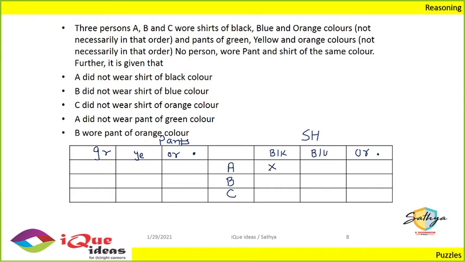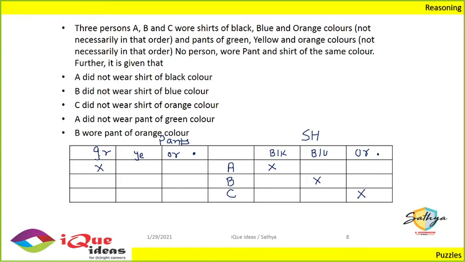A did not wear a shirt of black color. B did not wear a shirt of blue color. And C did not wear a shirt of orange color. Are we together on this? Did you understand why I crossed out these three cells? Okay. Now, A did not wear a pant of green color.